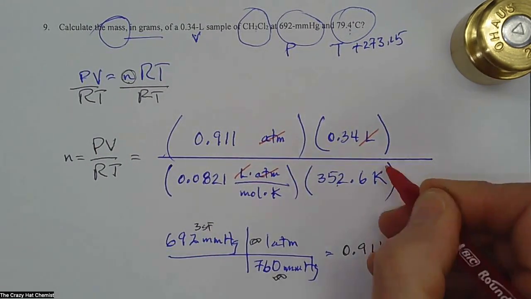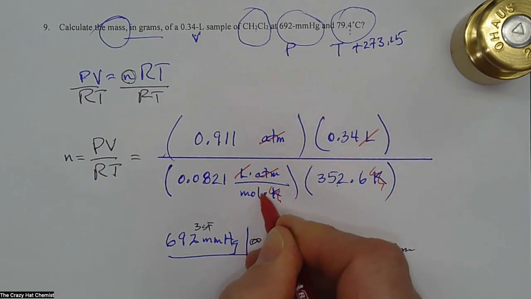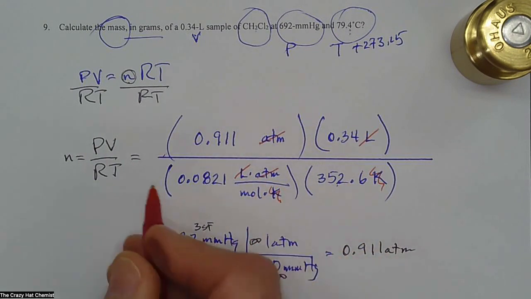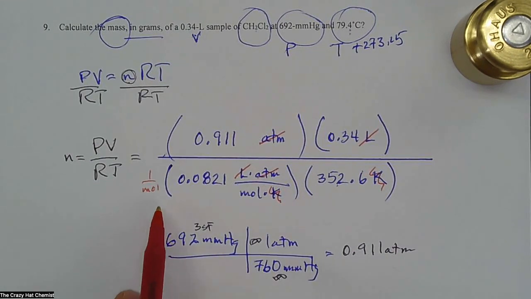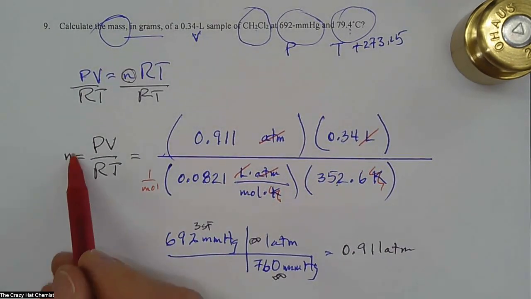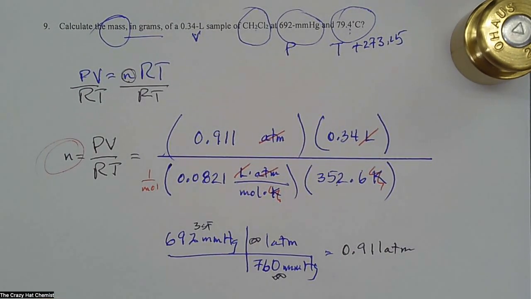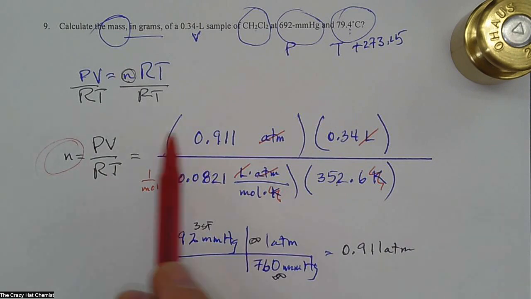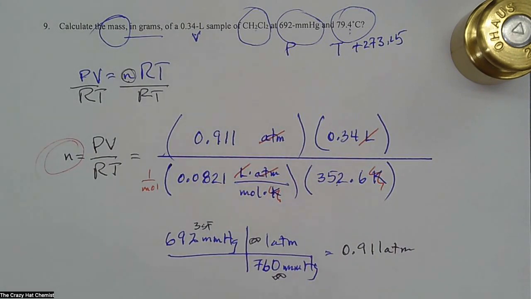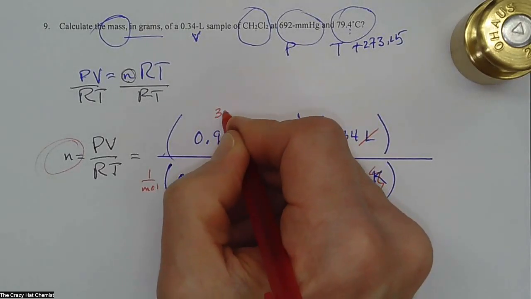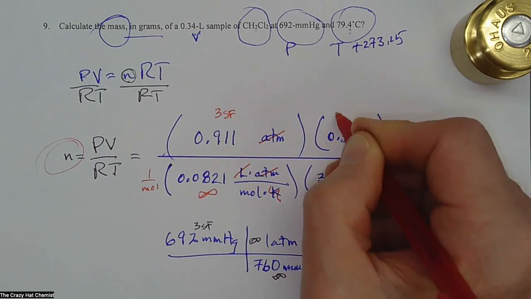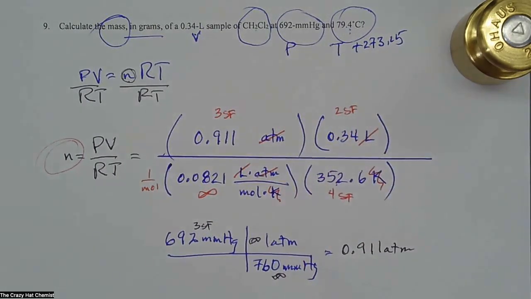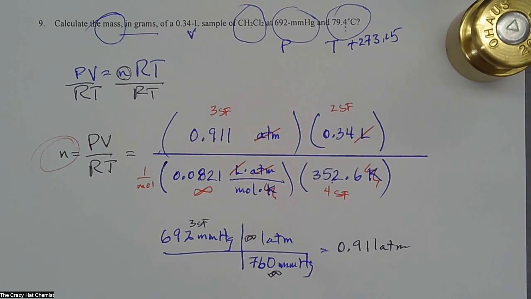So what I have done is I have enabled myself to cancel out the atmospheres, the liters, and the Kelvin, and I'm left with, in the denominator, 1 over moles. So that 1 over moles becomes moles because that's what N is. The first thing I'm going to do is plug this into my calculator using significant figures. This is 3 significant figures. We'll call that infinite. This is 4 significant figures, and this is 2 significant figures. So I'm going to have 2 significant figures for my answer.